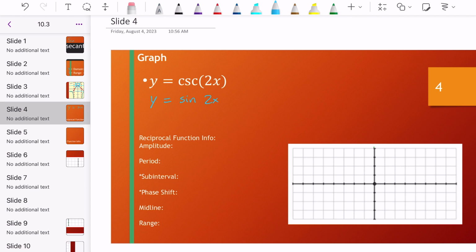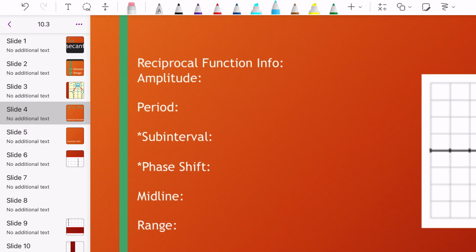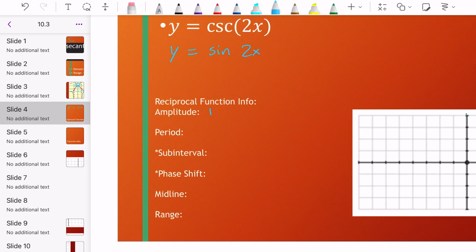We're still going to calculate our amplitude, period, subintervals, phase shift, midline, and range the exact same way we did before in 10.1 and in 10.2. Our amplitude in this point would be 1. Our period would be 2 pi over 2, or pi. Our subinterval would be pi over 4.